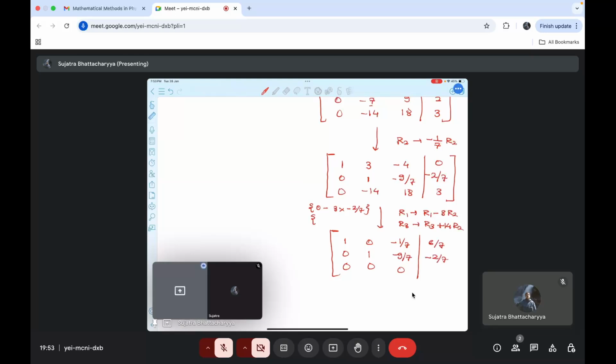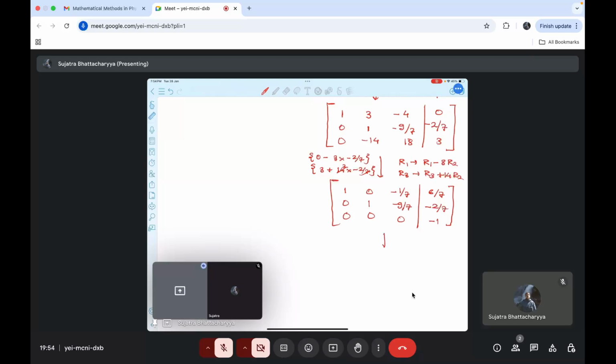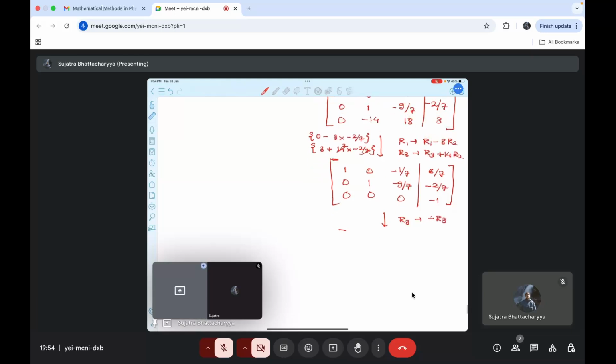What about the R3? 3 plus 14 into minus 2 by 7. This is a 4 minus, so minus 4 will be there. It will be minus 1. Okay, so just do one thing. You try to write R3 as minus R3. And yeah, so you prepared 1, 0, 0, 0, 1, 0, minus 1 by 7, minus 9 by 7, 0. This is 6 by 7, this is minus 2 by 7, this is 1.